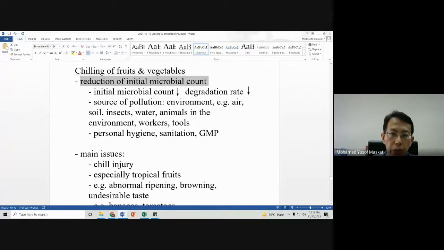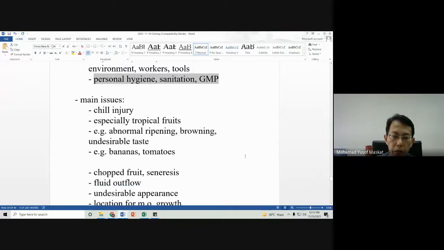Sources of pollution depend on where it is being grown: the environment, air, soil, insects, water, animals in the environment, and also how it is being processed and handled. The workers, the tools, the premises. Personal hygiene, sanitation, and good manufacturing practices are very important.